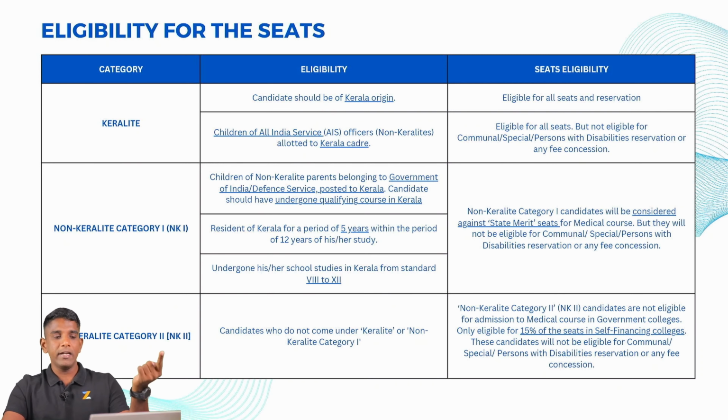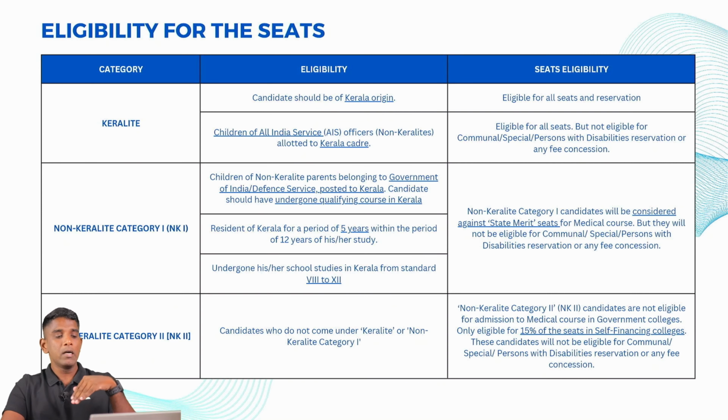First is the candidate should be of Kerala origin. So candidates who are of Kerala origin, they will automatically come under Keralite category. These kind of candidates are eligible for all the seats and also for all the reservation. The second type is children of All India Service Officer who come under Kerala cadre. In this type of eligibility, these candidates are also eligible for all the seats, but they do not have any reservation or fee concession benefits.